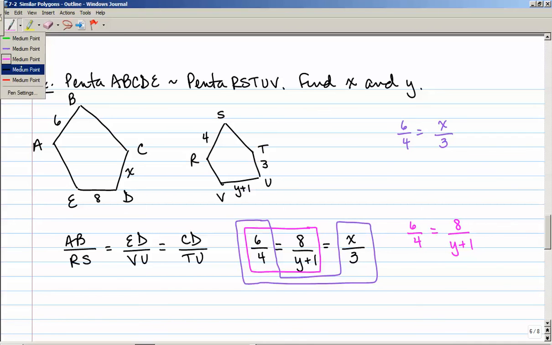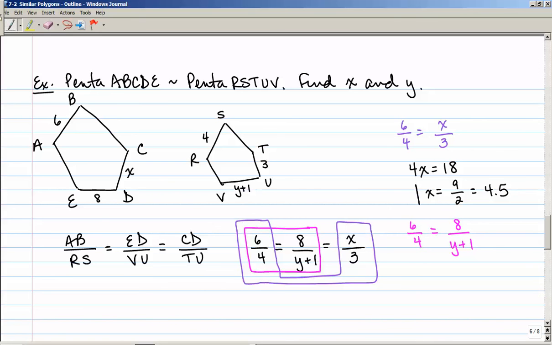Now we have some pretty straightforward proportions to solve. So 4X equals 18, or X is equal to 9 over 2, or you can write it as 4.5. I'll accept either one of those.